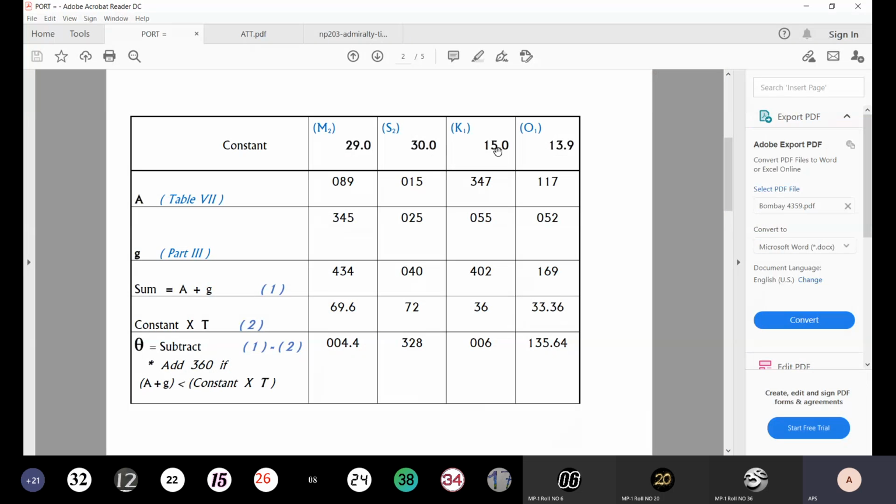So 29, 30, 15, 13.9 are already given in your tide tables in the beginning of volume 2, beginning of volume 3, where the solved example is given for the harmonic method. At the bottom right of the page, you will see these values.